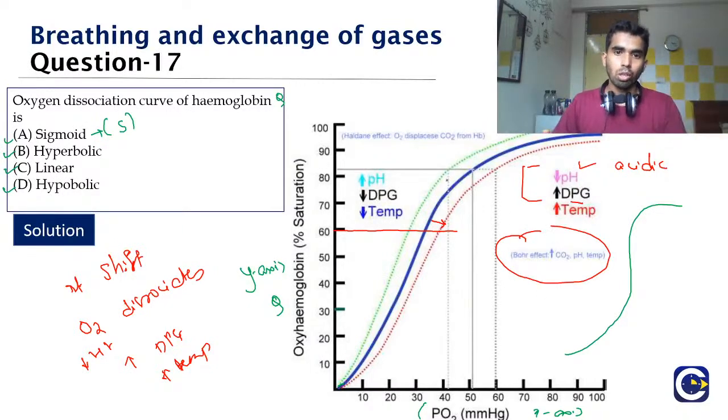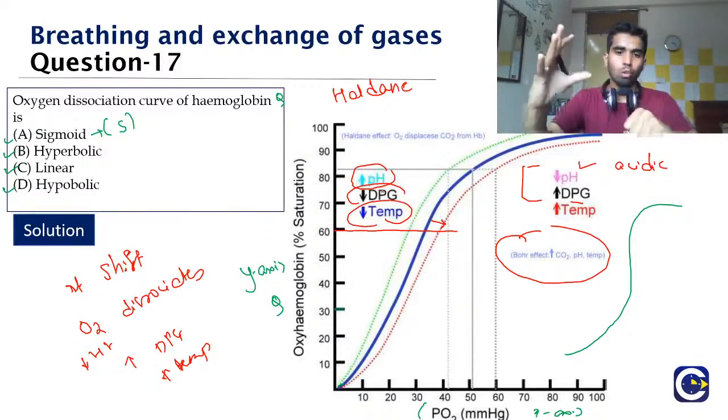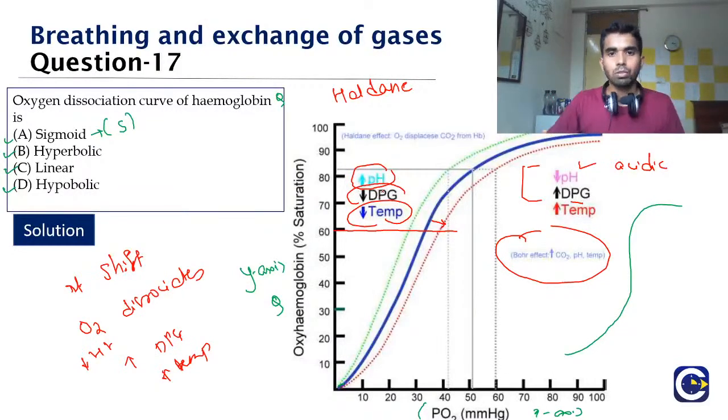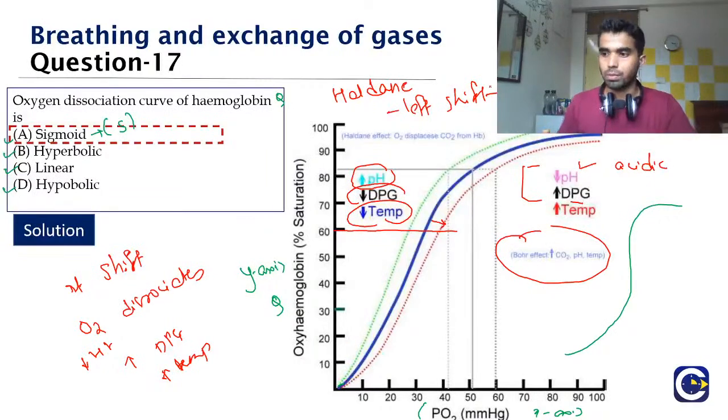And the opposite of the Bohr effect is another effect, and that is known as the Haldane effect. So if the pH is increasing, that is alkaline medium, and DPG is decreasing and there is a decrease in the temperature, then oxygen will strongly bind with the hemoglobin, and this will lead to left shift. So the correct answer is option A, as all of you have pointed it out.